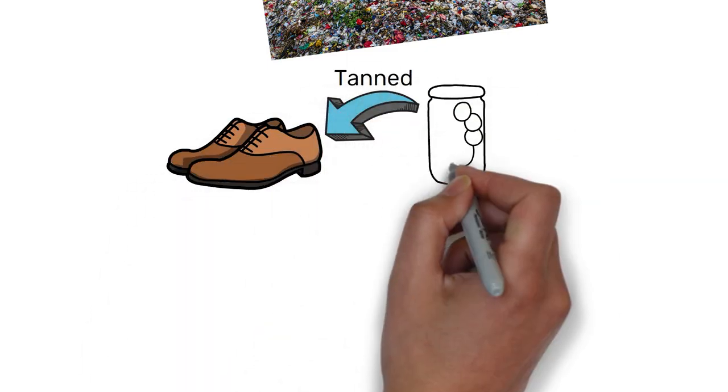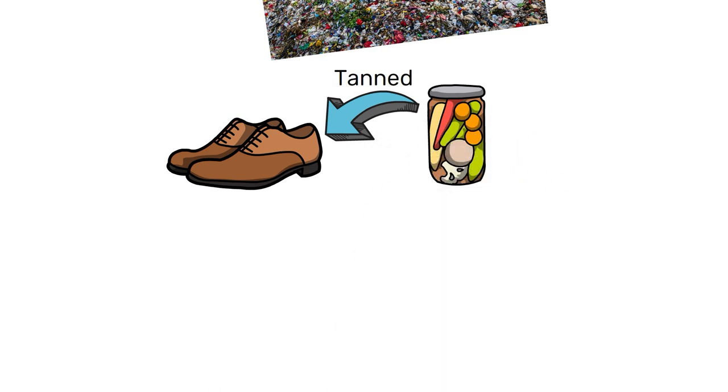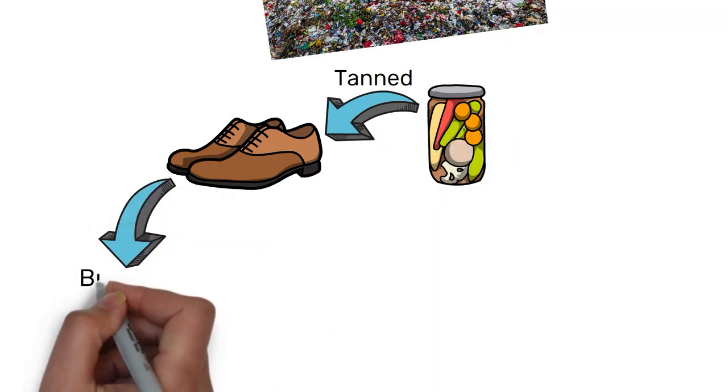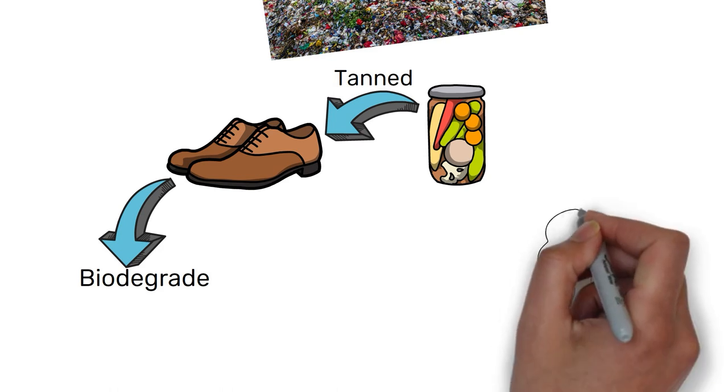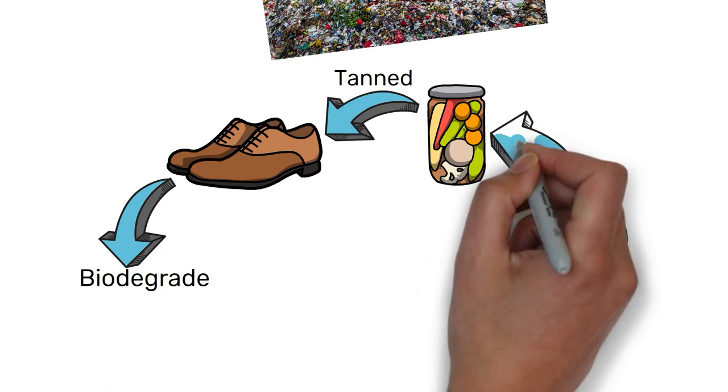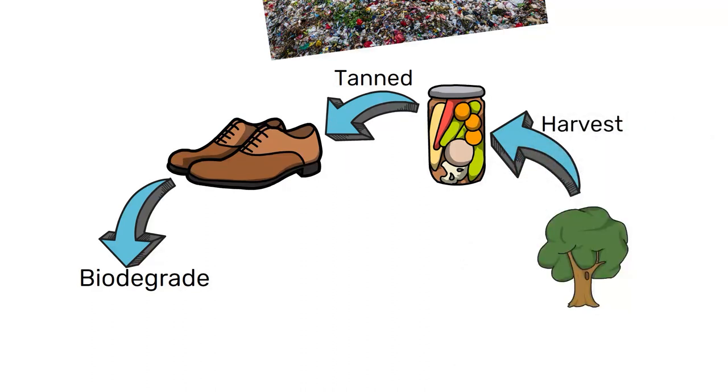At one time, shoes were tanned with vegetable chemicals, which were relatively safe. The shoe could biodegrade after its useful life or be safely burned. But vegetable tanning required that trees be harvested for their tannins. As a result, shoes took a long time to make and they were expensive.